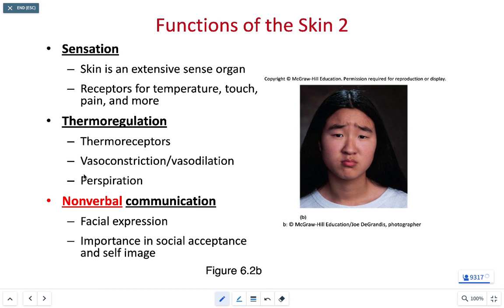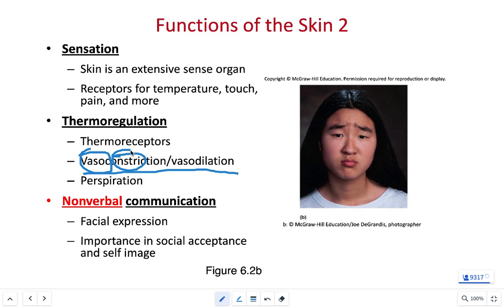Within our skin, to help us with thermoregulation, we can have vasoconstriction and vasodilation. When we think of vasoconstriction, that's going to be when we take the blood vessels and constrict them or make them smaller. Vasoconstriction is when we reroute blood from the superficial tissues of our skin and send that blood to the core organs of our trunk and our head to maintain core body temperature.